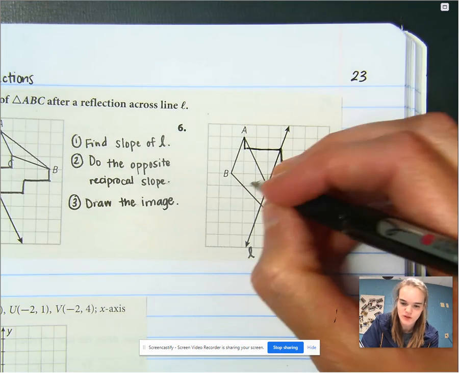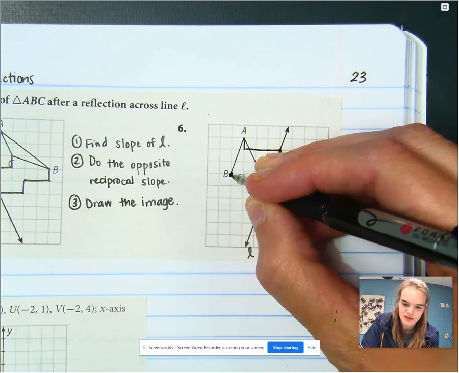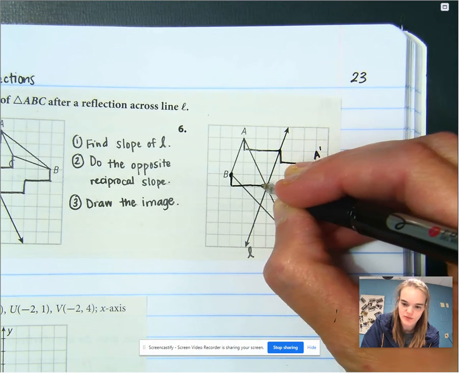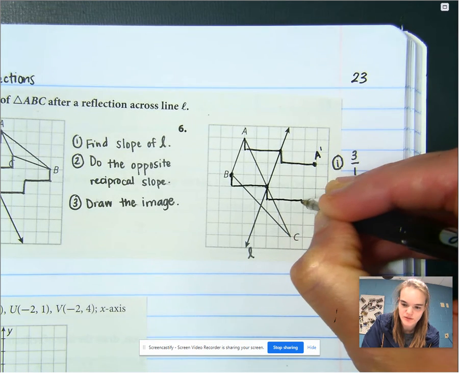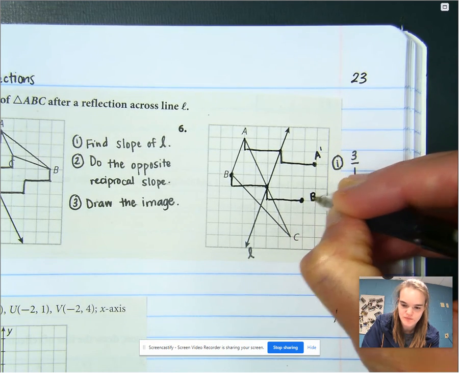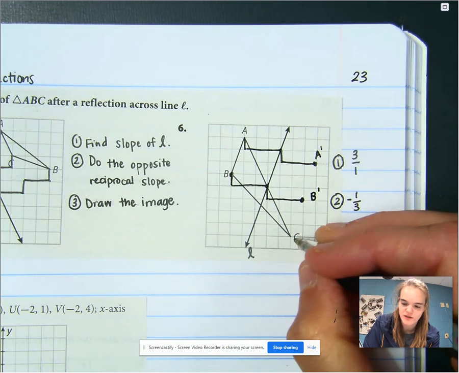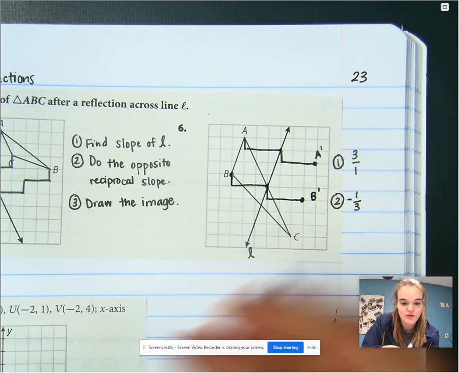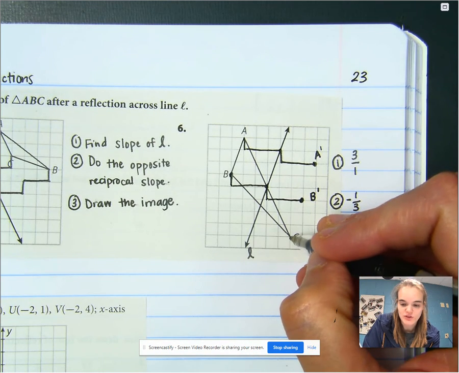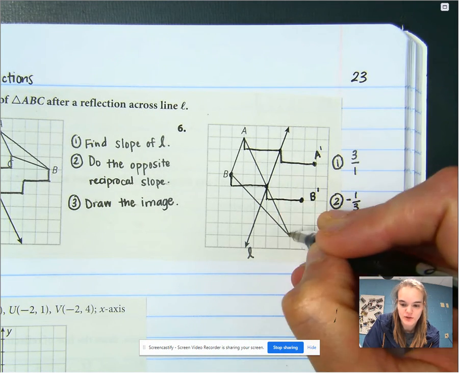Okay? Let's do it again with B. Here's B. Down 1, right 3. Do it again. Down 1, right 3. B prime. C. I can't go down 1 and right 3, so I have to do what I did over here. I'm going to have to go up 1, left 3.